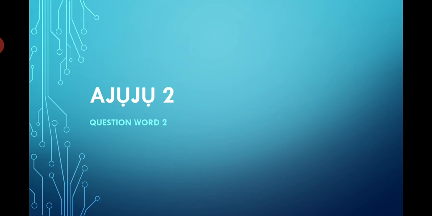We have come again to learn Igbo language today. Now, what we're going to be looking at today is called Ajuju. I wrote Ajuju 2 because we've done 1 the other day. So the question word number 2. We know there are many question words. So this is the second one we're doing today.